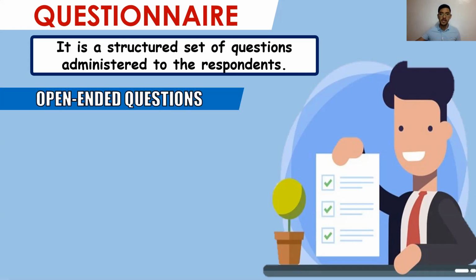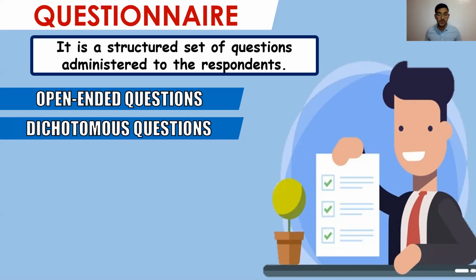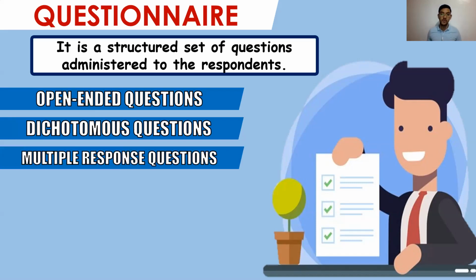Number one, it can be an open-ended question. This is the type of question that typically asks the how and why of something. Okay? A dichotomous question is a type of question that has two possible answers: yes or no, true or false, agree or disagree. Third, we have the multiple response question. This is a type of question that necessitates more than one answer. Mahigit sa isa ang hinihinging sagot.